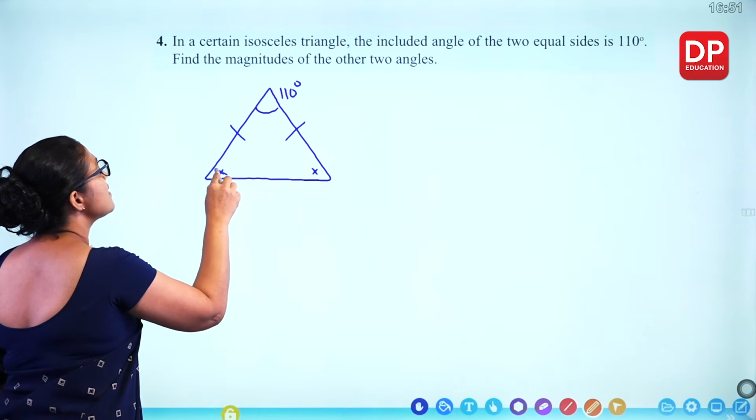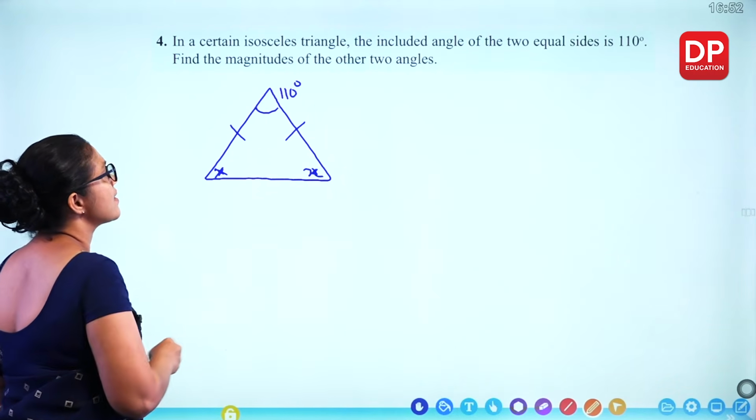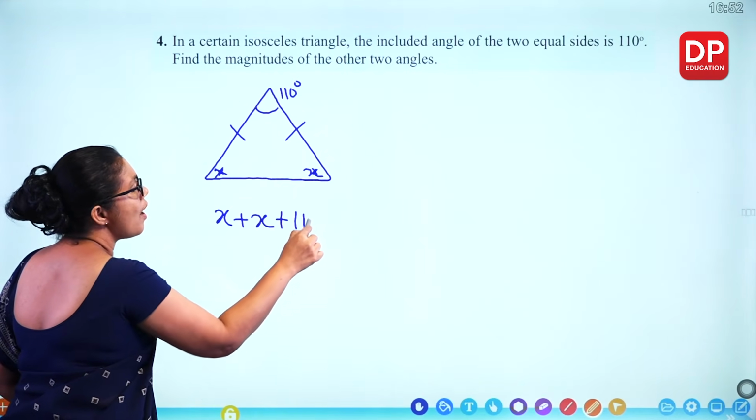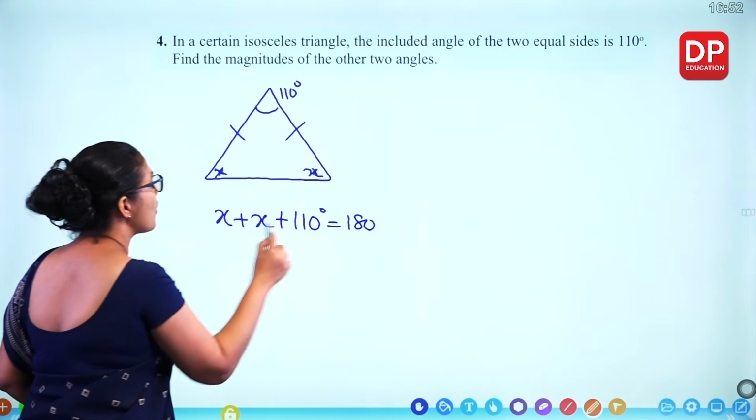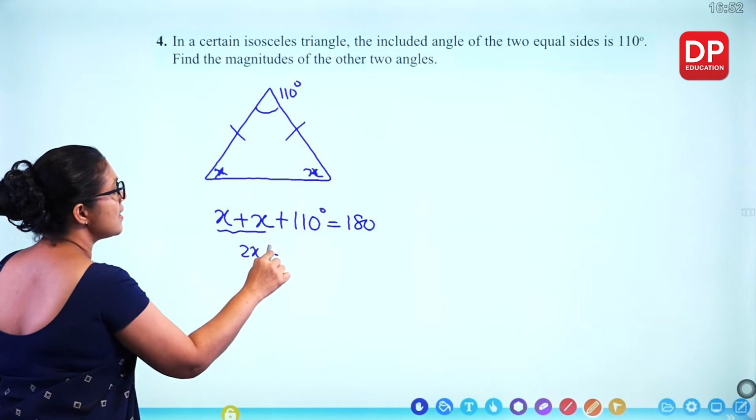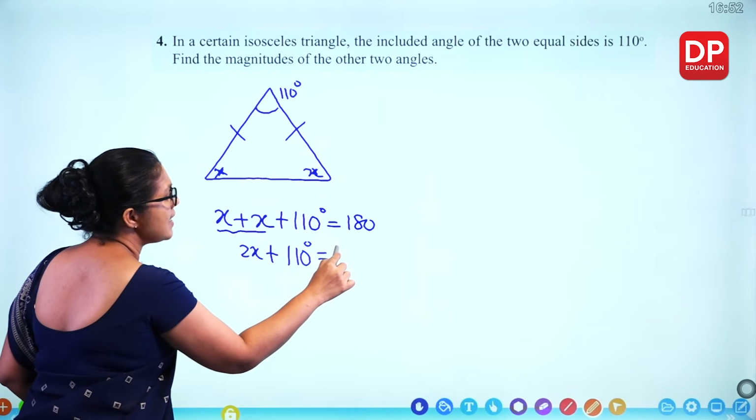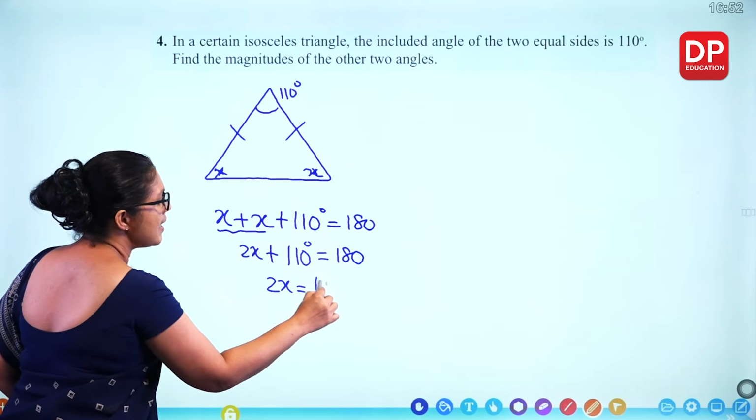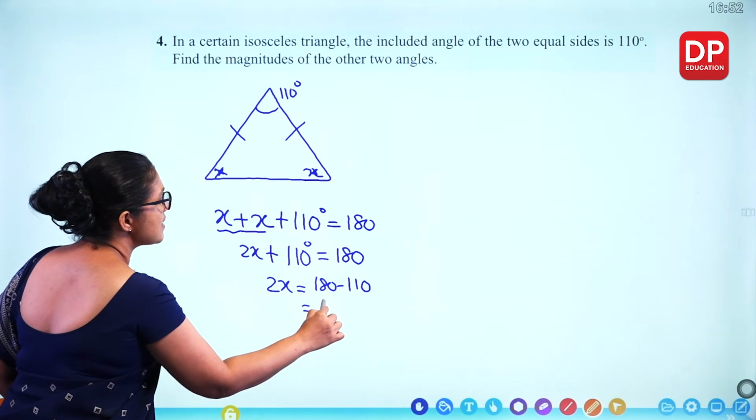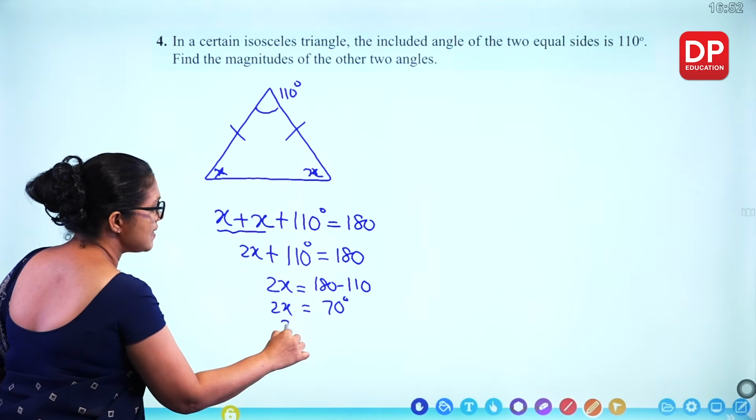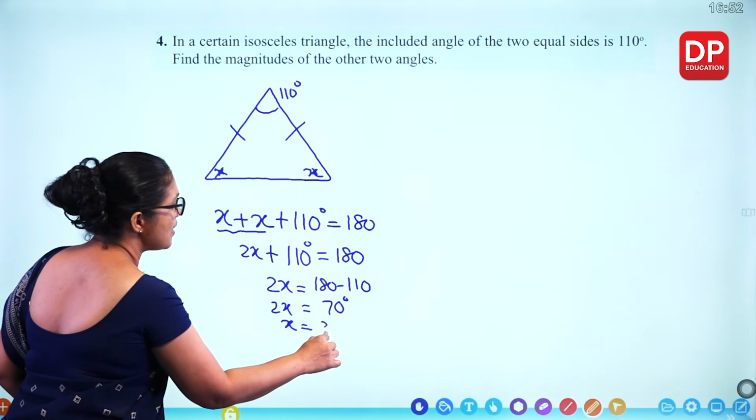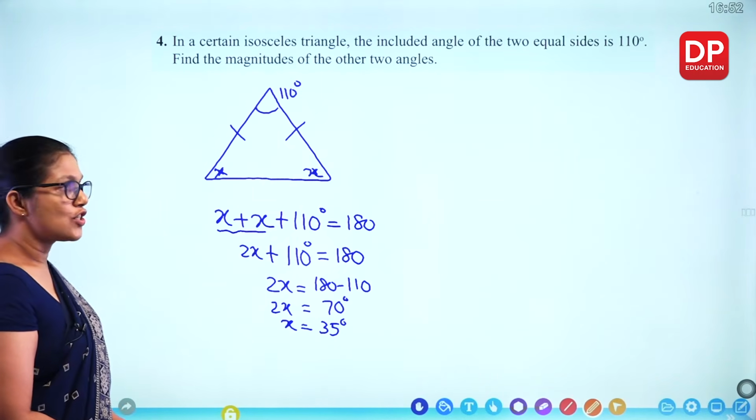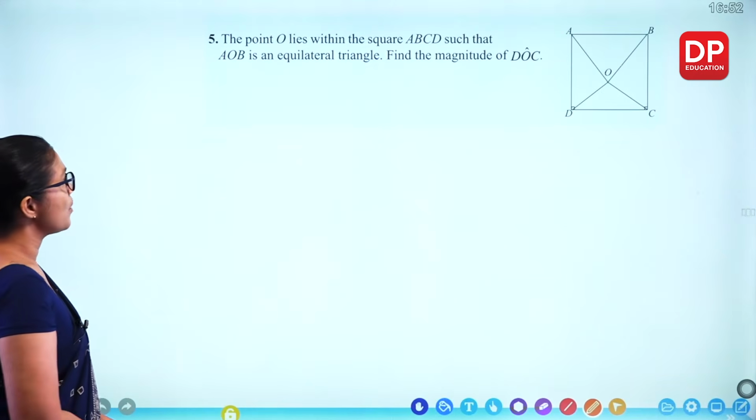We'll take this one as x, and this also x. The sum of interior angles adds up to 180. So, how can you find x? 2x plus 110 is 180. 2x equals, take 110 to the other side, 180 minus 110, you get 70. So, 2x is 70, which means the x value is 70 divided by 2, which is 35. They ask what the other two angles are, that means 35 each. Now, we'll move to the next question.